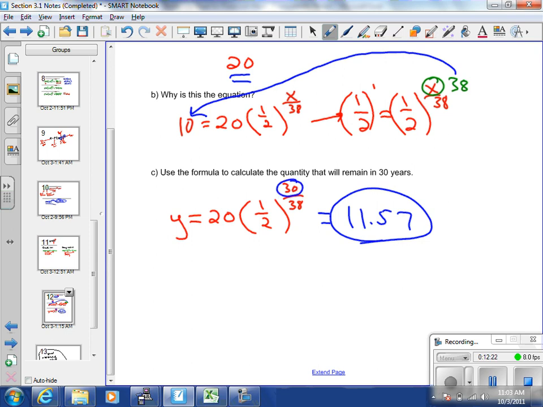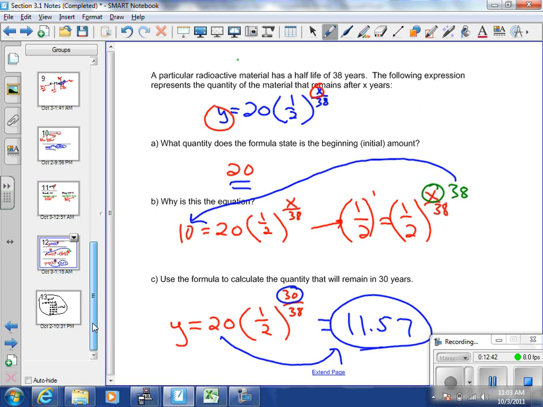That should make sense because we're not quite at the half-life. Half-life would be 38 years, and we're only 30 years into it. So it makes sense that it did not yet become 10. It started at 20, half would be 10, but right now it's only gone down to 11.57. So that's how we use the decay formula.